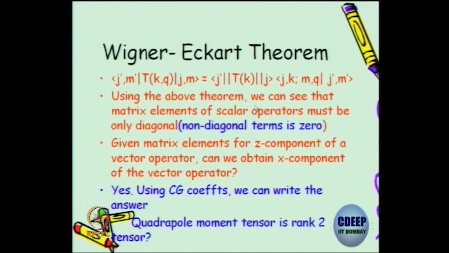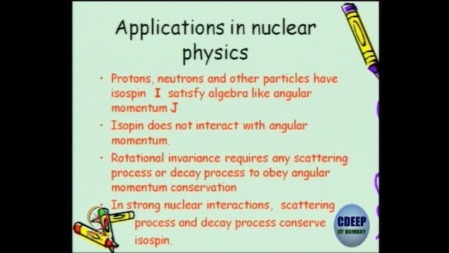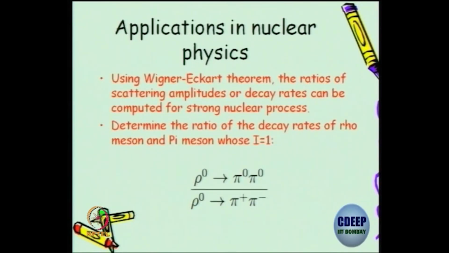There's a way to prove it, but right now let me state it as a theorem. The quadrupole tensor is rank 2, and there are a lot of applications which you will start learning when you do nuclear physics and particle physics, where you can use the Wigner-Eckart theorem to say whether a process A going to B plus C is allowed. If it is allowed, what are the ratios of those scattering cross sections and so on, where a lot of these ideas will come into the picture. So let me stop here.